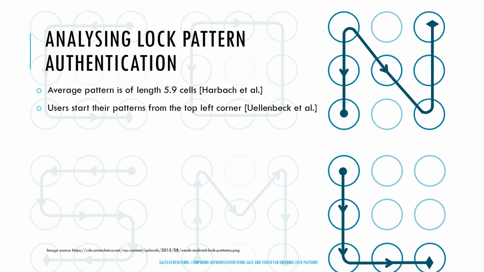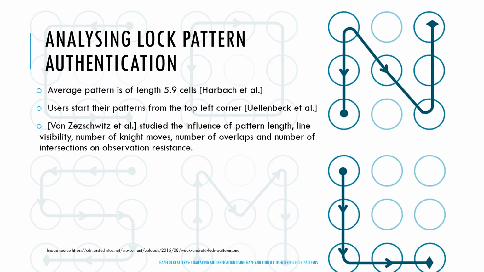In addition, another group of researchers analyzed the usability of patterns, and they showed that users are biased in their choices. For example, users are biased towards starting their patterns from the top left corner. Also, another group of researchers have studied the influence of pattern length, line visibility, number of knight moves, number of overlaps, and number of intersections on the pattern's observation resistance. They found that the line visibility and length are the most important security factors in addition to the pattern complexity.